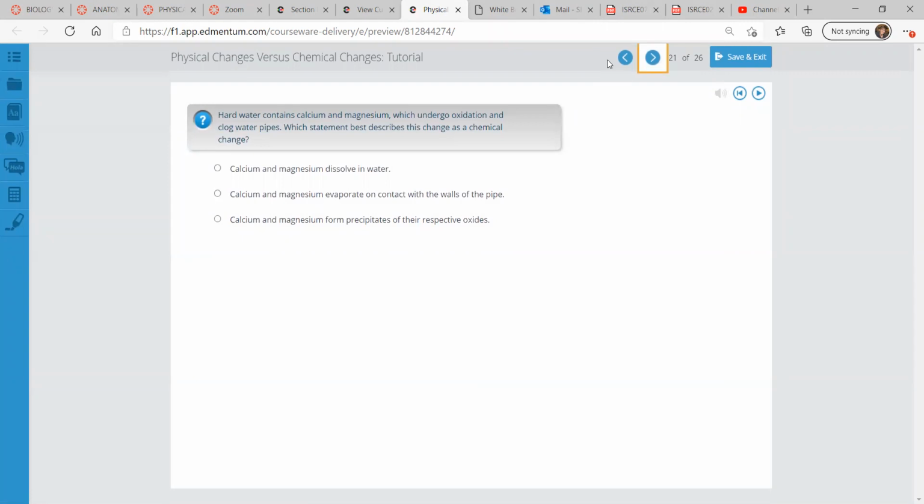Hard water contains calcium and magnesium, which undergo oxidation and clog water pipes. So, which statement best describes this change as a chemical change? Not dissolved in water, that's a physical change. Evaporate or on contact with the walls of the pipe. So evaporation or dissolving, those are physical changes. But this, forming a precipitate of their respective oxides, that is an important cue of a chemical change.